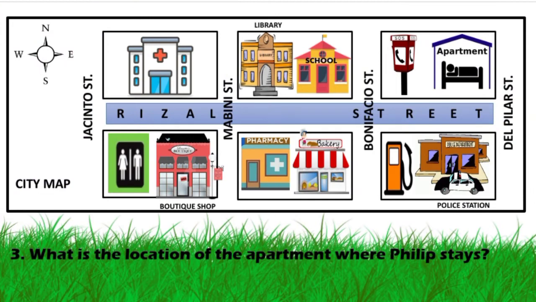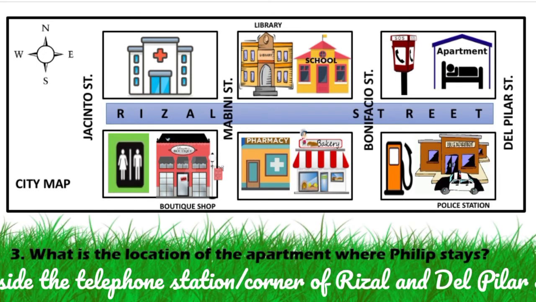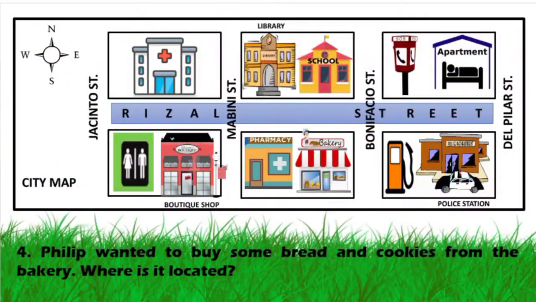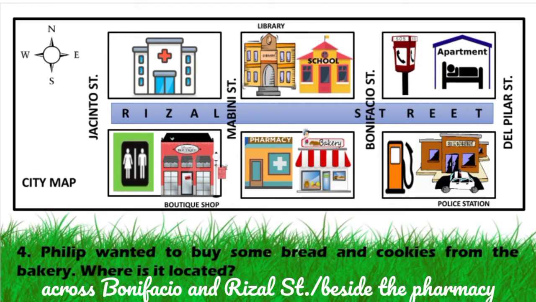Number 3 question. What is the location of the apartment where Philip stays? Right, it is located beside the telephone station or at the corner of Rizal and Del Pilar Street. Number 4 question. Philip wanted to buy some bread and cookies from the bakery. Where is it located? Alright, it is located across Bonifacio Street and Rizal Street or beside the pharmacy.